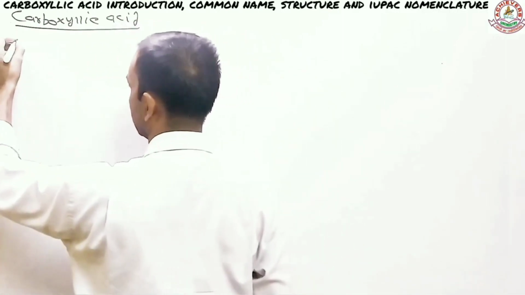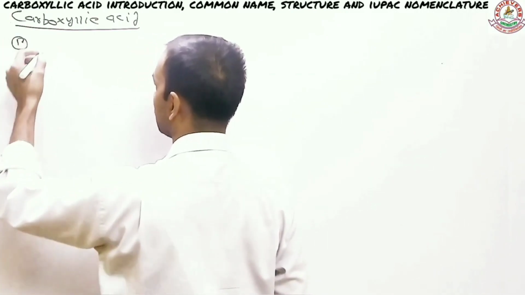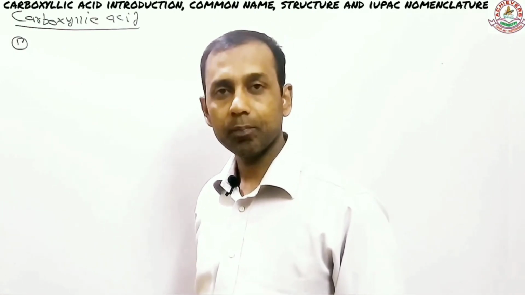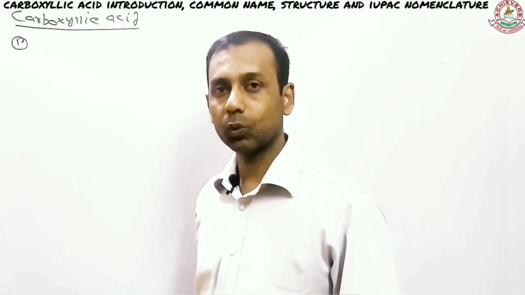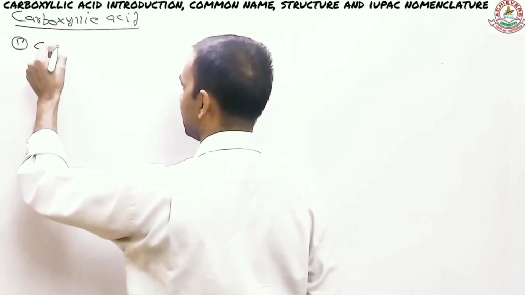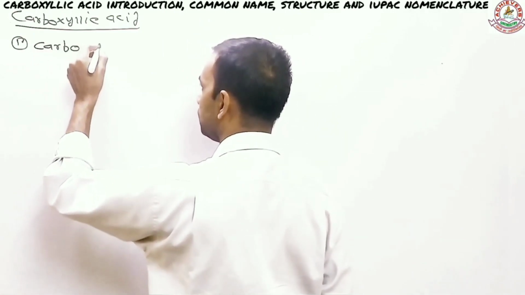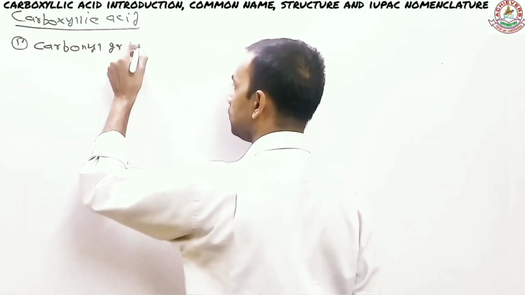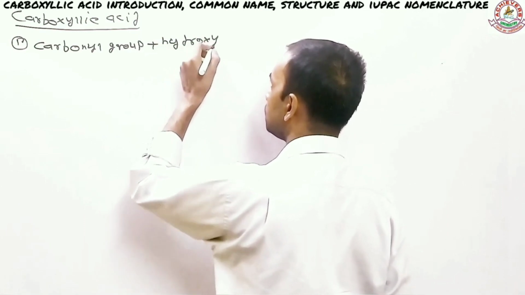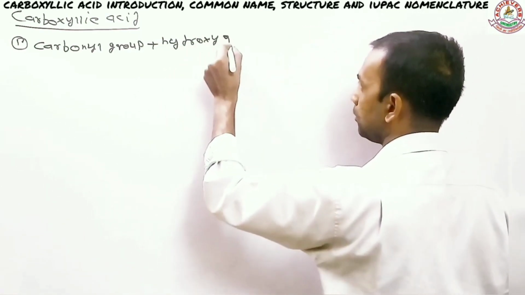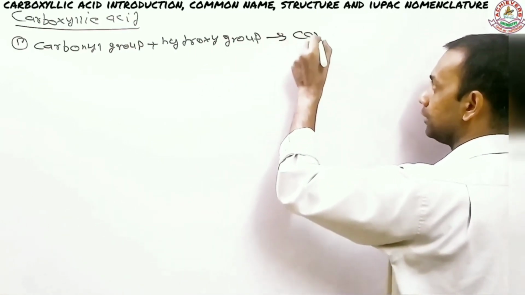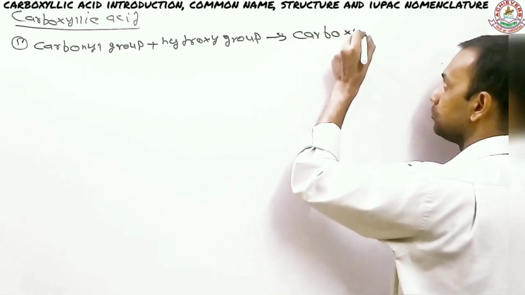The first thing I want to tell you is that the carboxylic group has been named carboxylic because it has two functional groups. It has carbonyl, so carbo, and it has hydroxyl, so oxy, so carboxy, right? So it consists of a carbonyl group plus a hydroxy group, and so it's called carboxy.